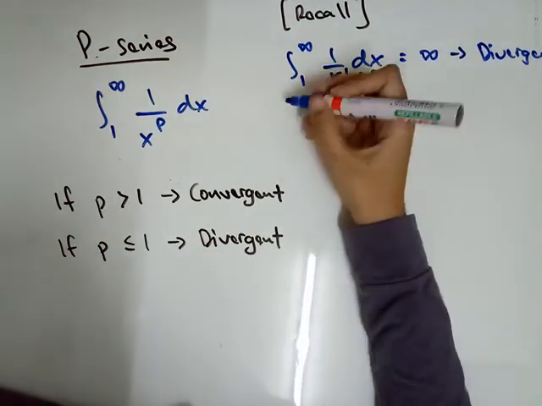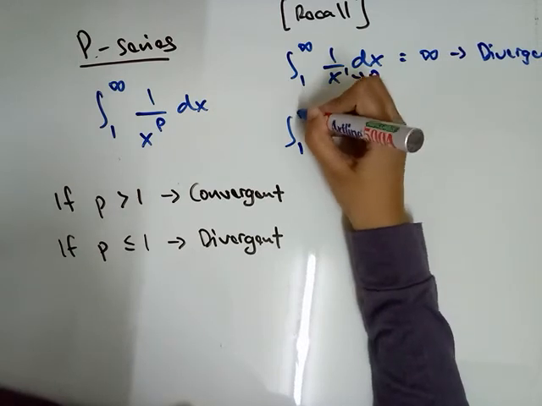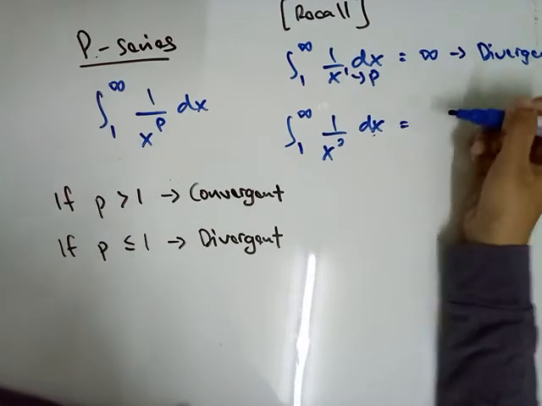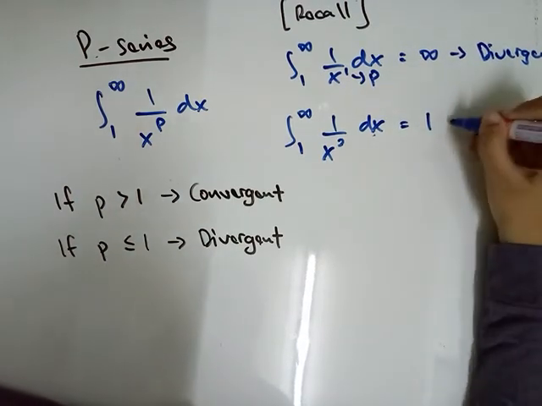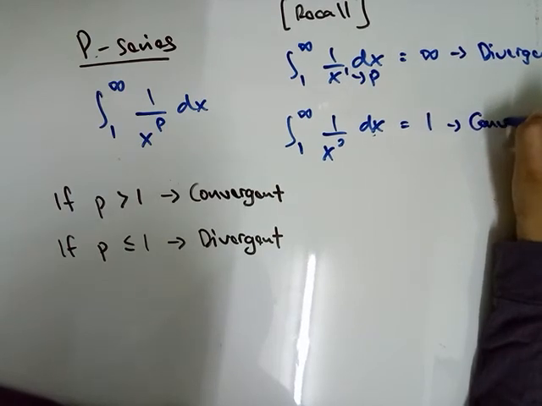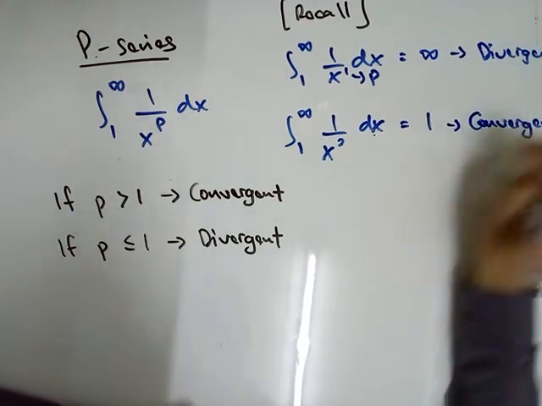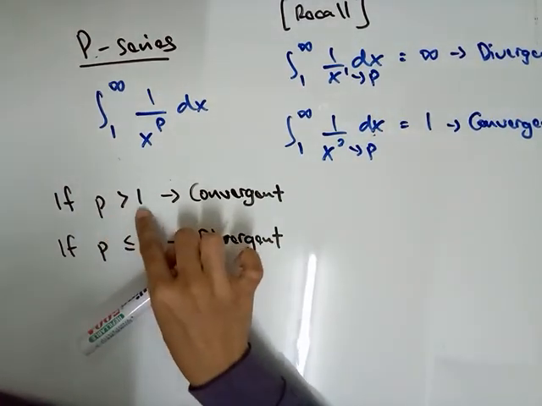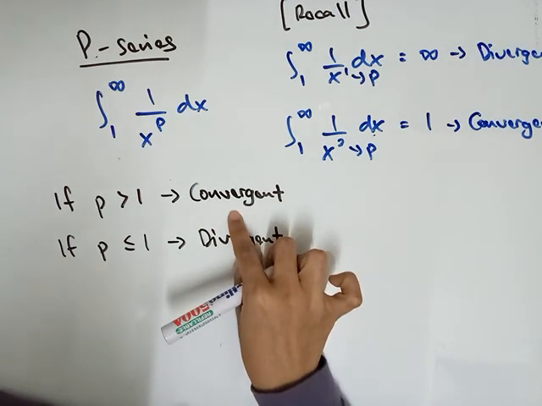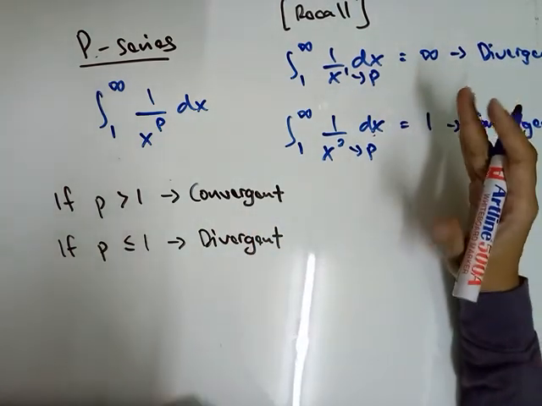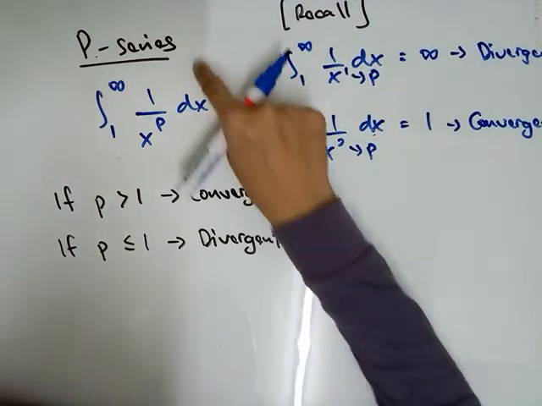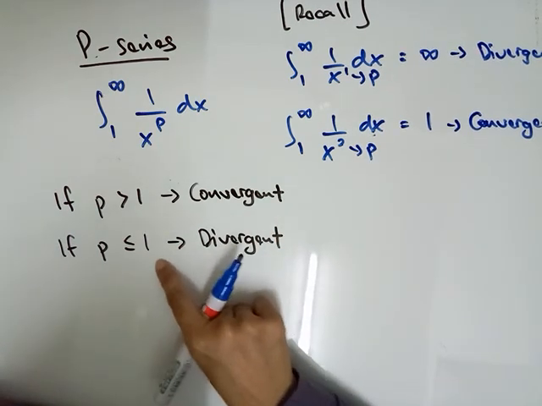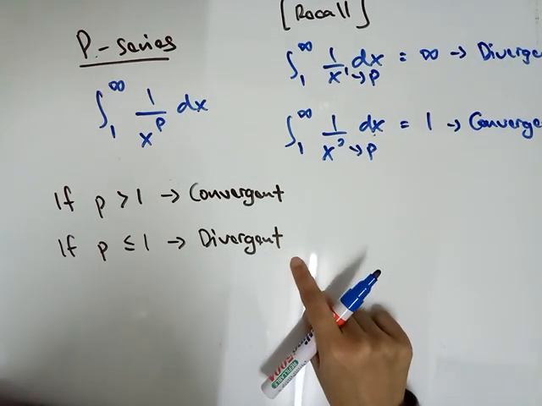Second example, the integral from 1 to infinity of 1 over x squared dx. We get the value 1, and then we can say that this is convergent. If we look at P, P is 2, right? So if P is more than 1, it is convergent. So we can determine this integral by using the P series. If P is more than 1, it is convergent. If P is less than or equal to 1, it is divergent. Okay, do you understand?